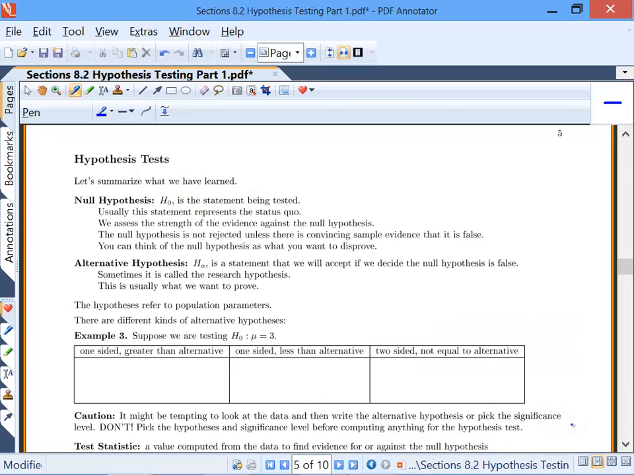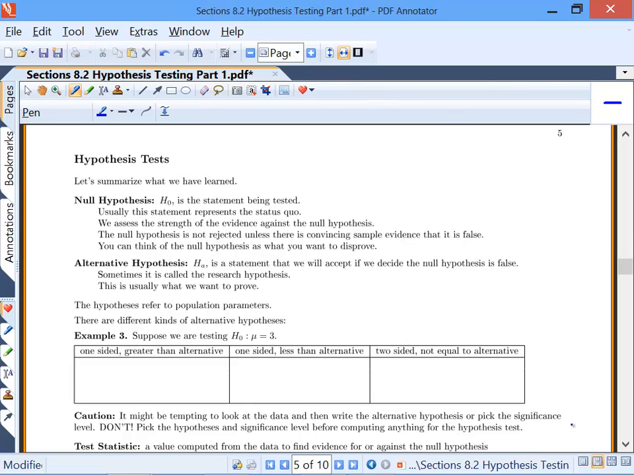So let's go ahead and start. What we're going to do is summarize what we've learned. It probably feels like we're going over this over and over again. It's because this is going to lay the foundation for the rest of our semester, and it's important that you understand these base concepts.